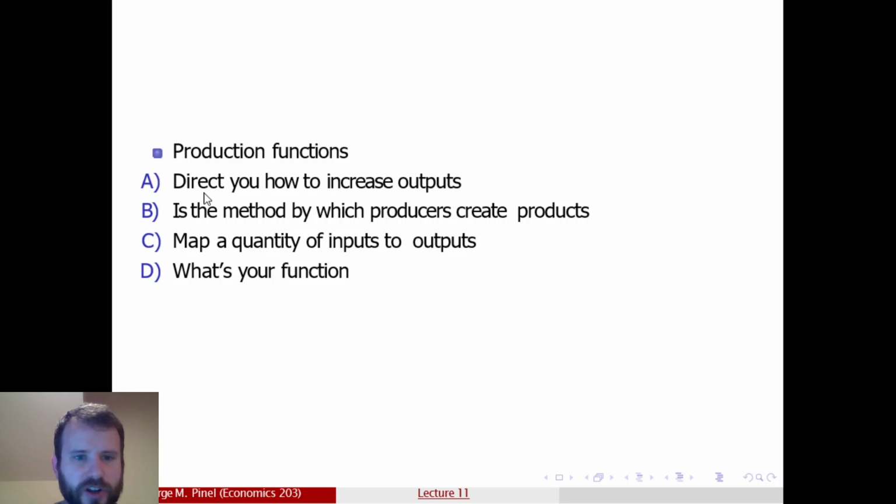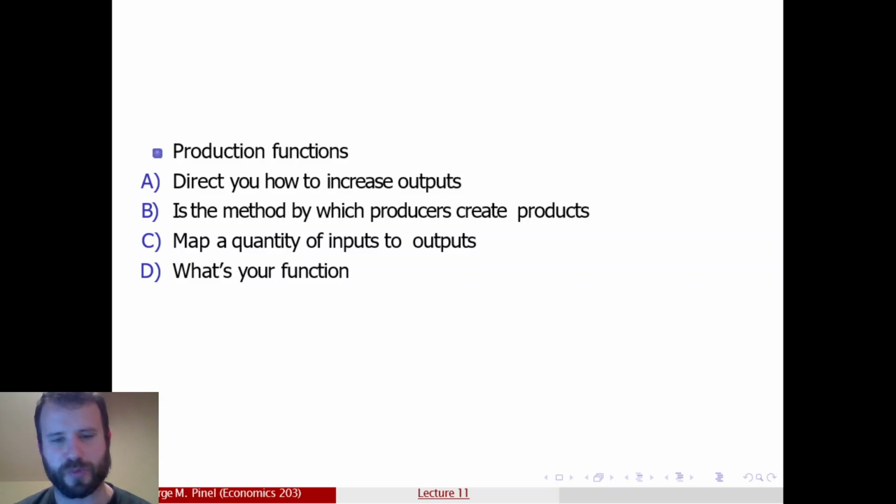Okay, production functions direct you how to increase outputs. Is the method by which producers create products. Map a quantity of inputs to outputs. Or production functions, what's your function? It's definitely D, right, guys? No, so direct you how to increase outputs. Kind of like maybe you can, I guess you can see that, but not really what it is. It's just maybe a tool for what it's used for. So no, it's definitely not that.